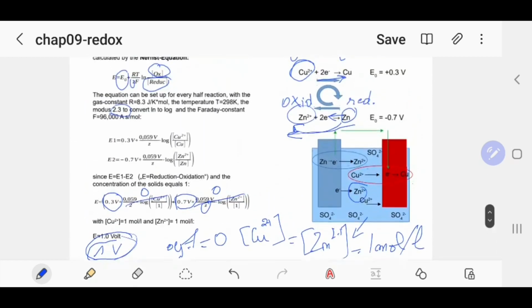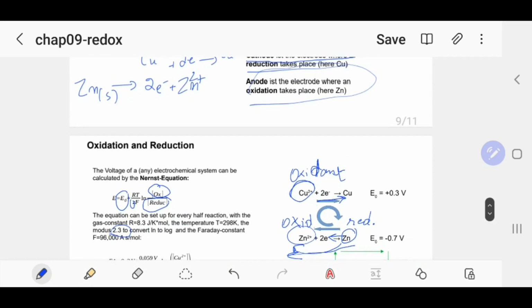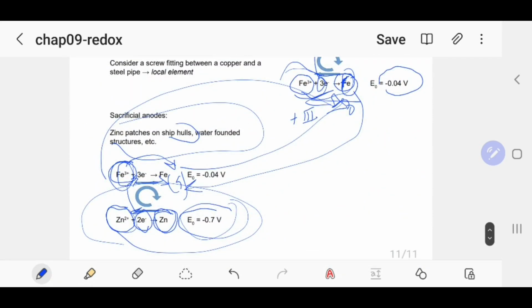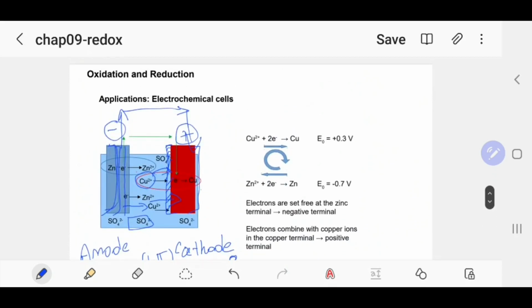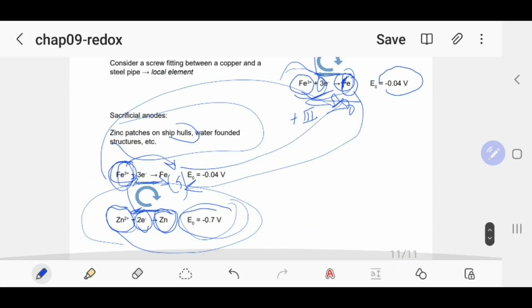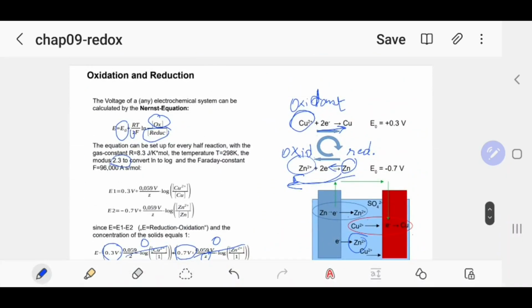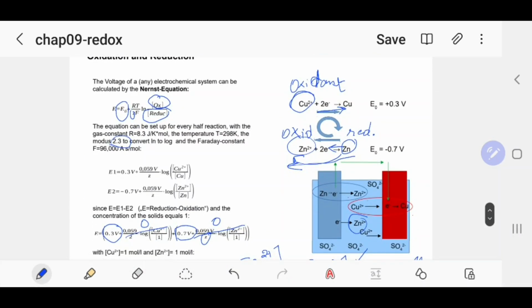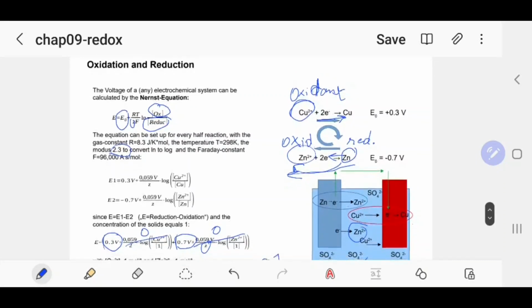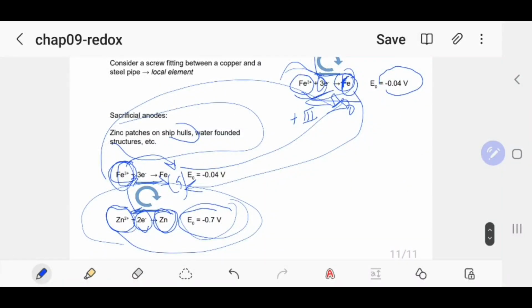So you can see that this oxidation and reduction, the redox that happens in chemical reactions, have so many applications. And in this lesson, we just learned two of them, which is how we can take advantage of the flow of electrons to form electrochemical cells like batteries, and we can prevent corrosion.